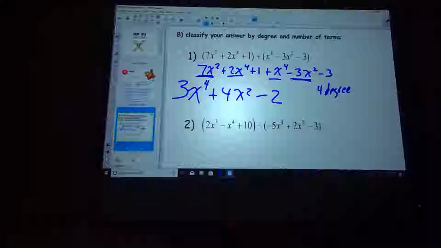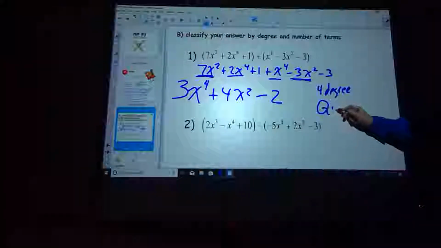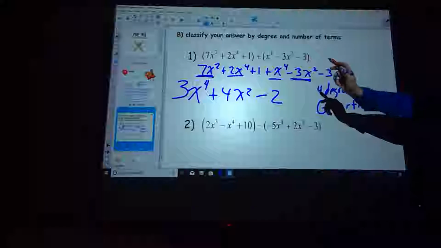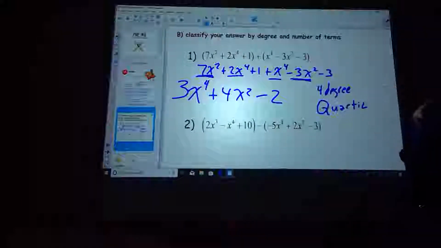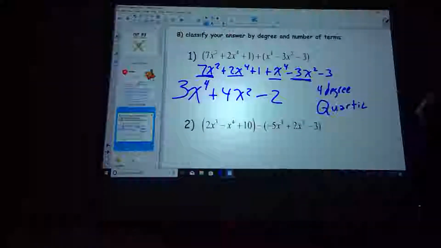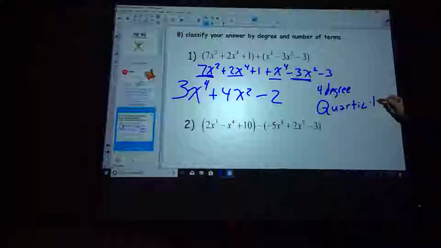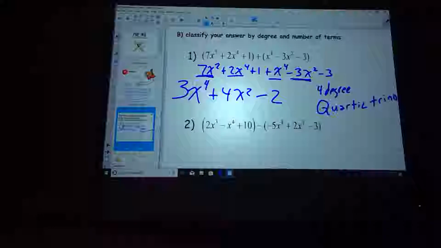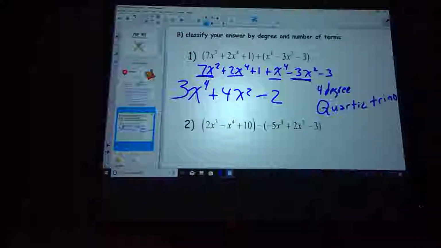So it's called what? Cubic's third. Quartic? Quartic? And if that's quartic, how many terms do I have? Do I have 1, 2, 3? So it's a quartic what? Trinomial? We'll just call it trino. It's trinomial. You spell it out. Is that okay? It's quartic because the highest exponent is 4. Trinomial because we have 3 terms once we combine our like terms.